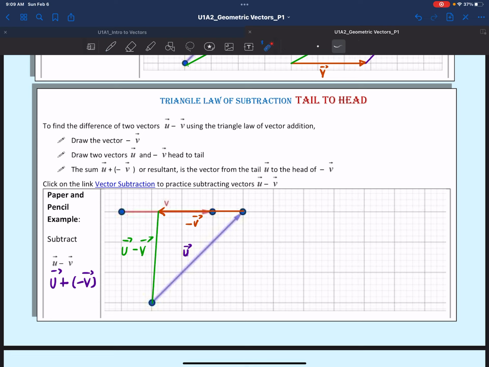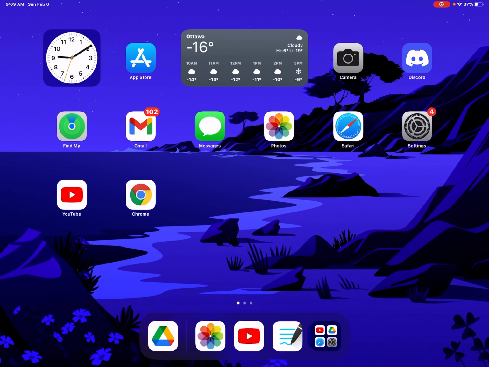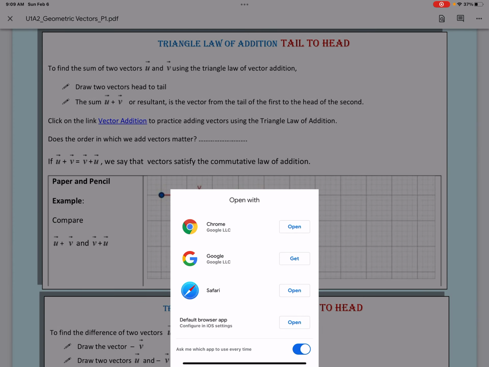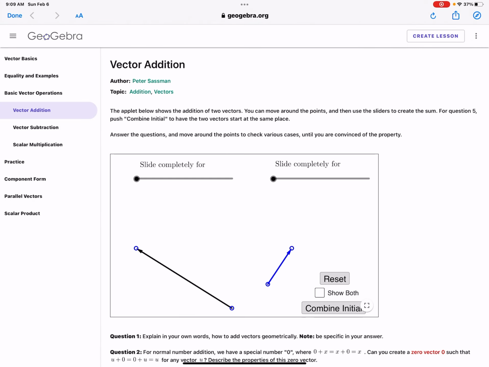Now, in the soft copy of your handout, you have some activities that you can also complete. So in vector addition, again, these are from GeoGebra. What we have in here is the sum of vectors u plus v and v plus u. So we're going to try to add vectors u plus v, which means that we're adding v to u. So when we add v to u, let's finish the addition. This would be the sum of the two vectors, u plus v.